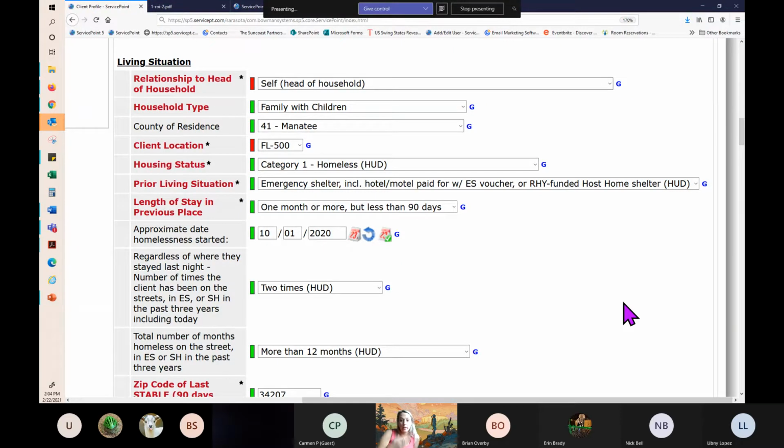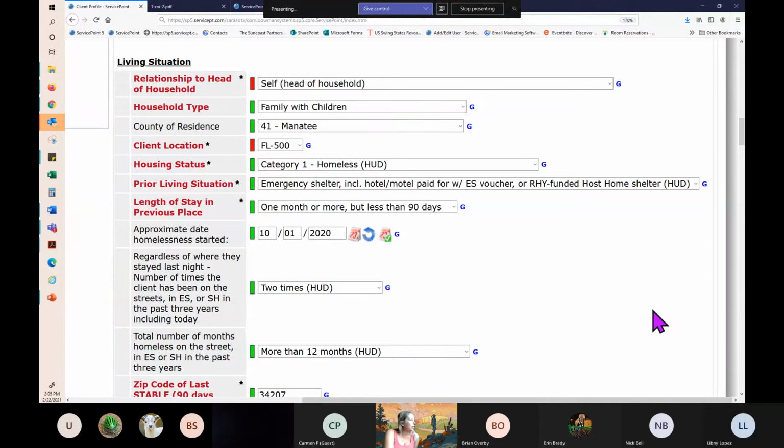It's just a very simple way for us to ensure that we are providing the most accurate depiction of the client's story in our COC and on our community by name list so that we can accurately triage that client and connect them to a housing intervention service that could potentially house them.